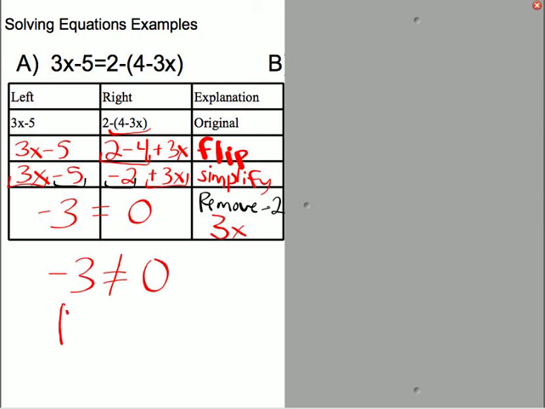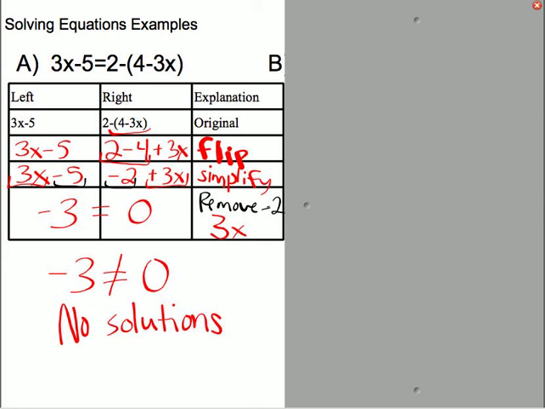So that means that there are no solutions to this equation, because this is never true. You can't ever say that negative 3 equals 0. So we say no solution to this equation. So don't be afraid to see these weird results, but just make sure you think about what that means for the equation. So let's take a look at another example.